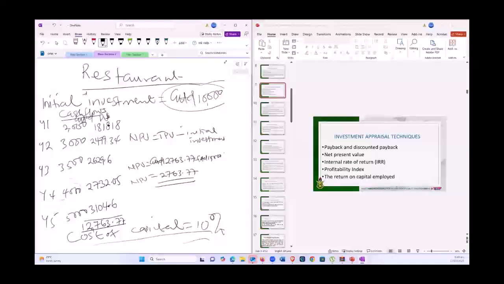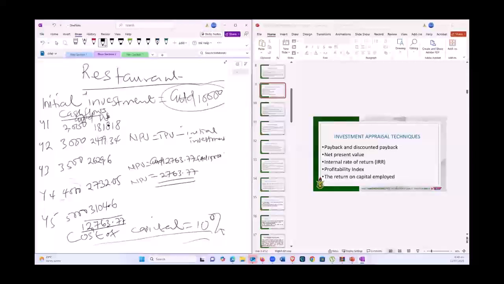Right? So the question is, if you have two projects, project A and project B, one has 2,763.77, one has 4,000 as its net present value. Which one should be preferable? The 4,000. The 4,000. Thank you.